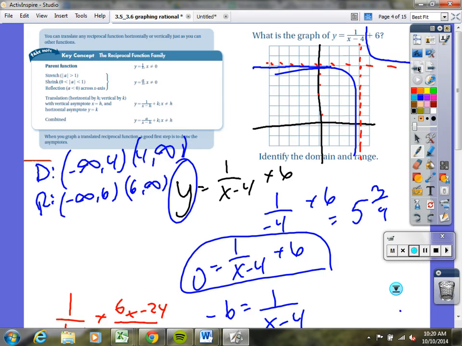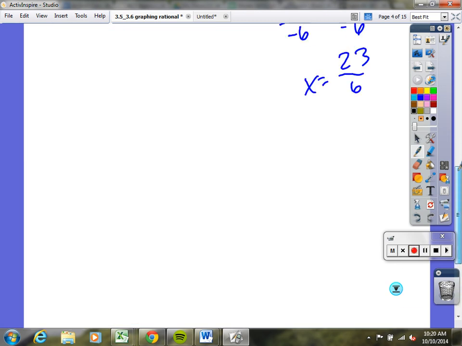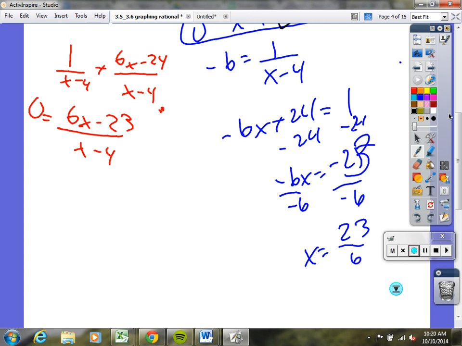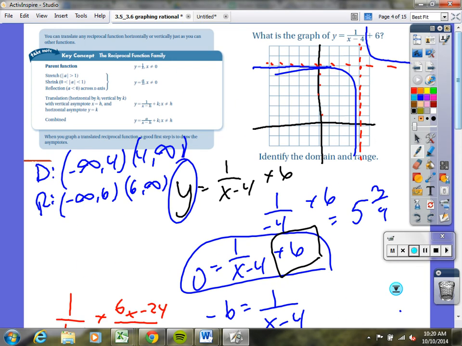Let me go back a couple slides. Look down at this guy. What was my horizontal asymptote? It was 6, right? Notice because of this plus 6 here. Everybody see that? But remember when I put it in a fraction? It was 6x minus 23 divided by x minus 4. If I did long division, what does that come out to be? You can find your horizontal asymptote by doing long division.